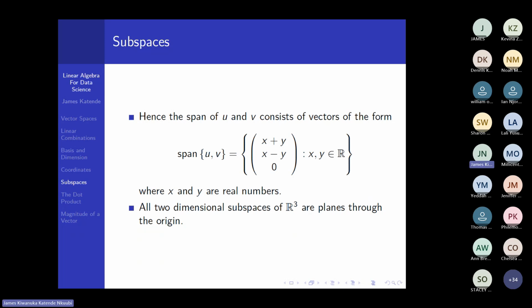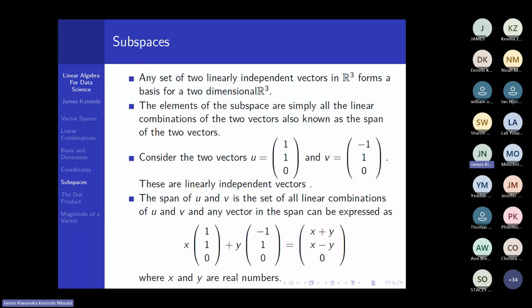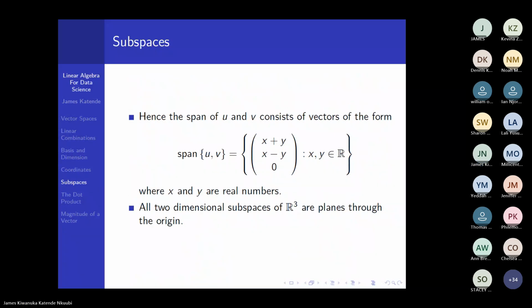So again, this is just the span of the two vectors. Is this one now correct? No, it's also wrong. The signs need to be switched in both cases. I'll have to fix that. So any two-dimensional subspace of R3 will be a plane through the origin.